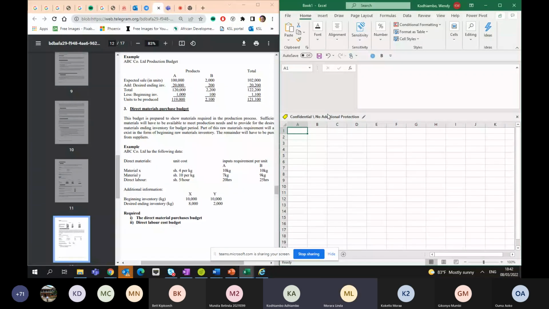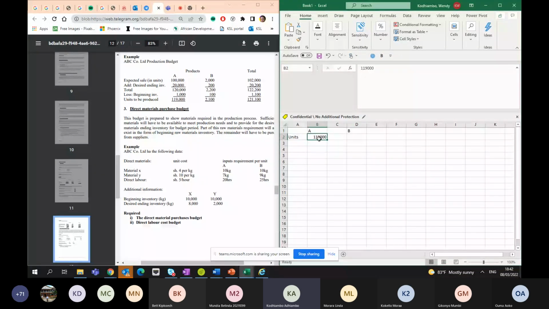So here, we are going a bit granular. So we know, so let's start with A, product B. Then we now have the number of units that we are to work on. So we have 119,000.